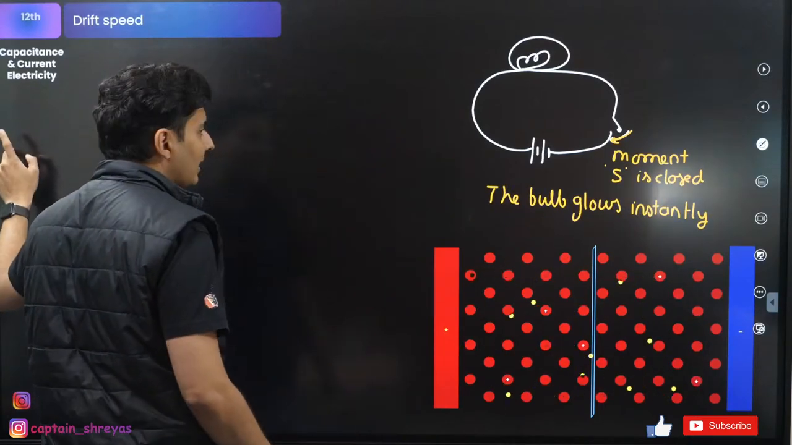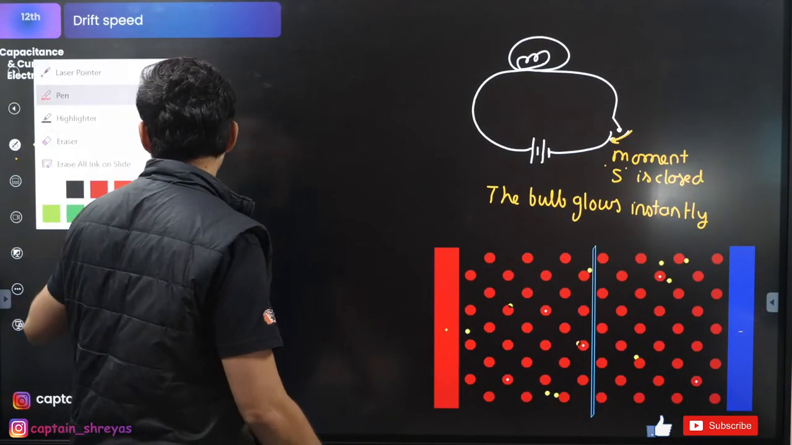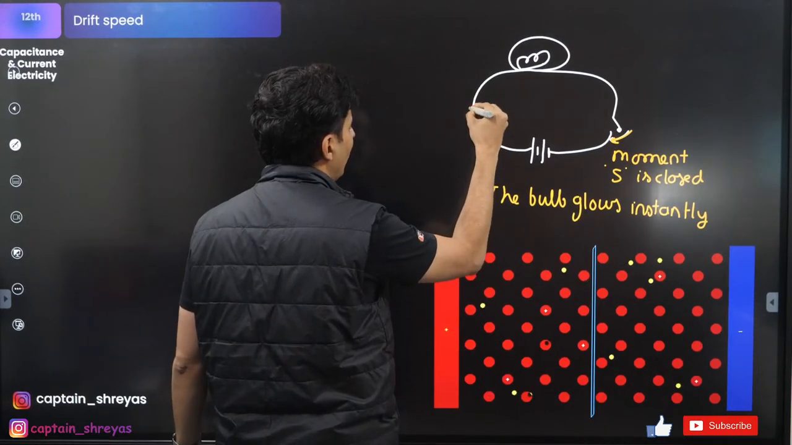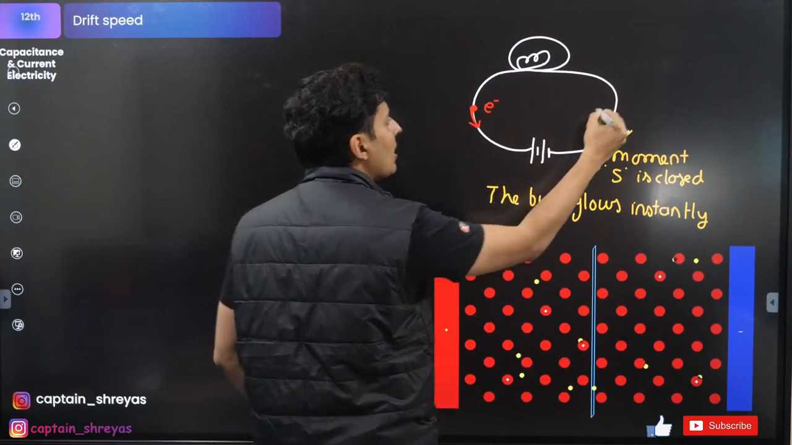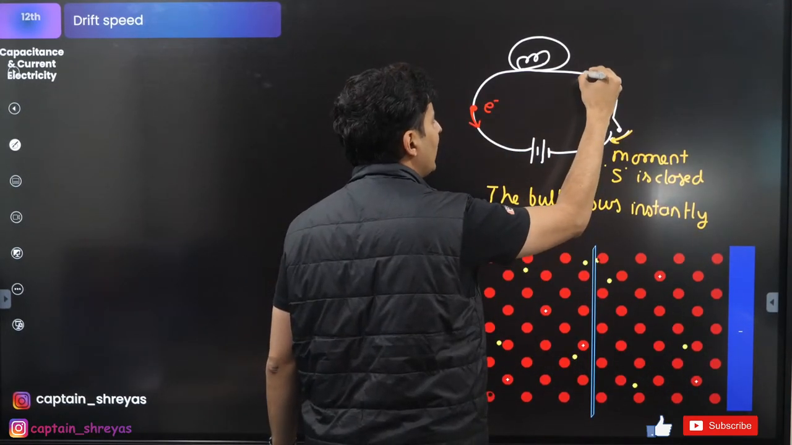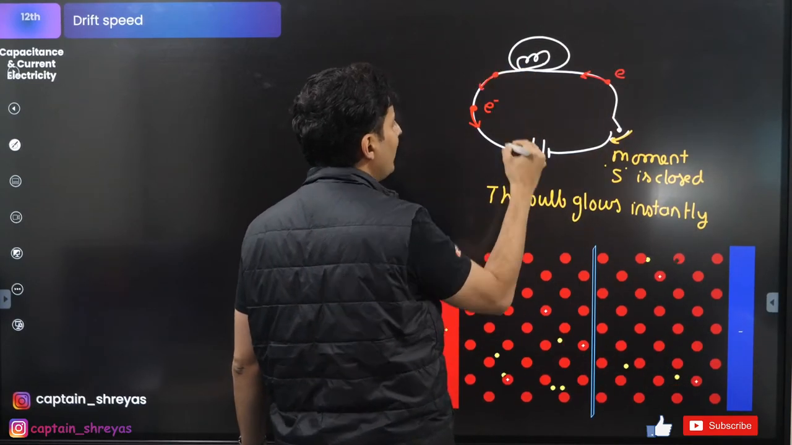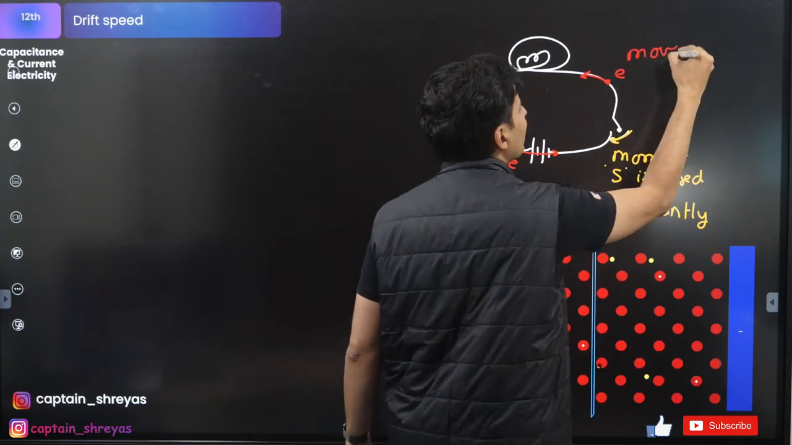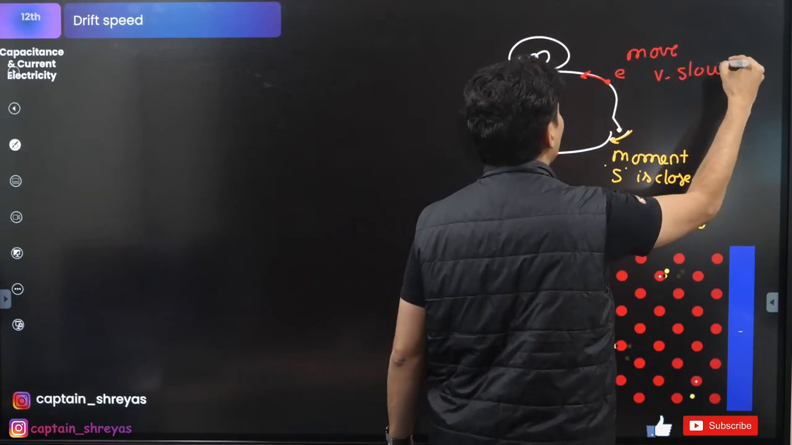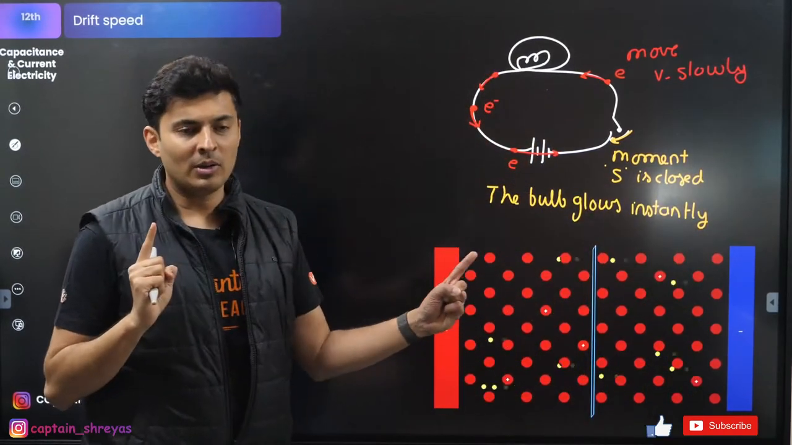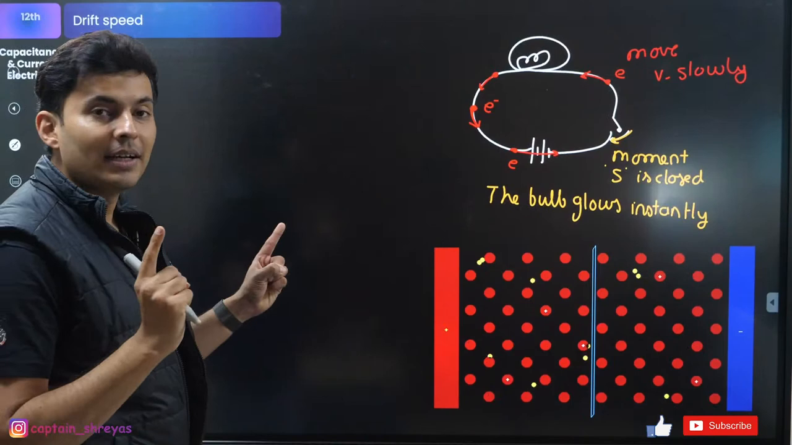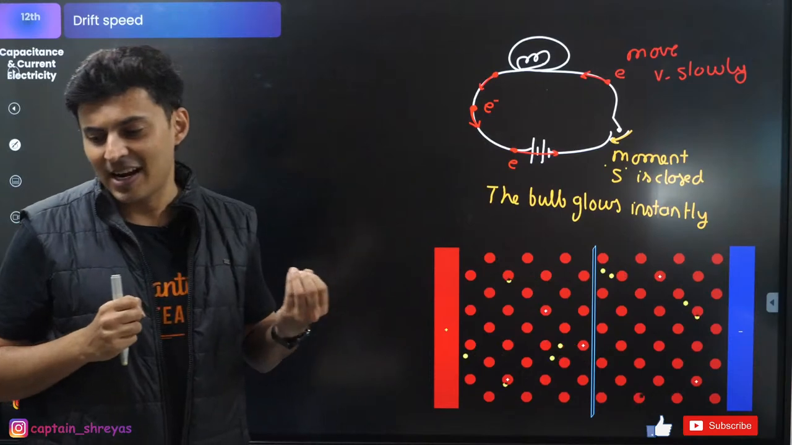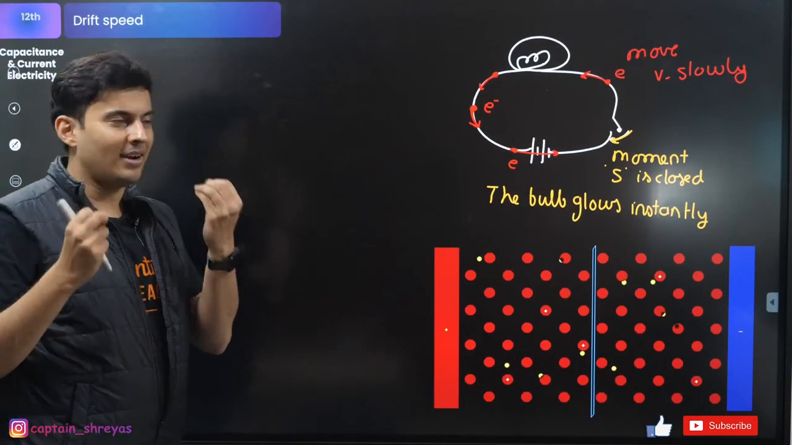But these electrons, which are negatively charged, let me show it over here, are moving very slowly. All electrons are moving together, no doubt about it. Some of them are even crossing the battery. But they move very slowly, and all of them move together. So there is current in it. Their speeds are a few centimeters or micrometers per second. That's how slow they are.